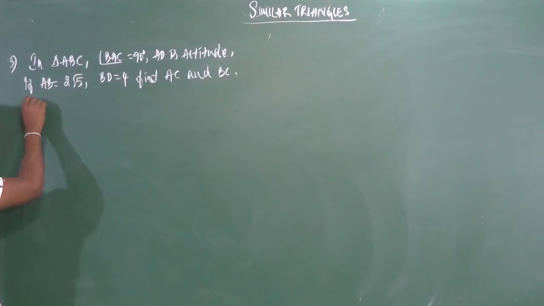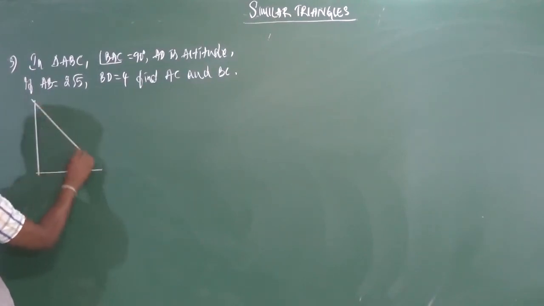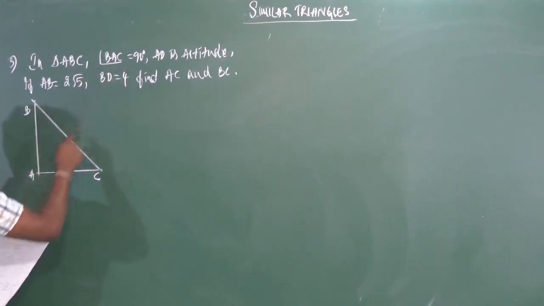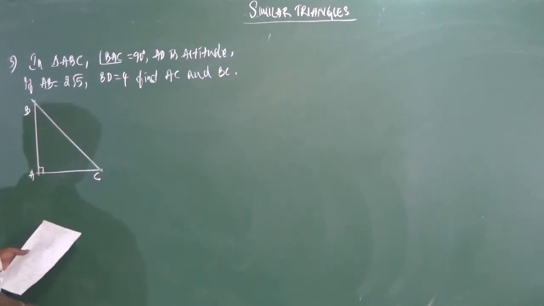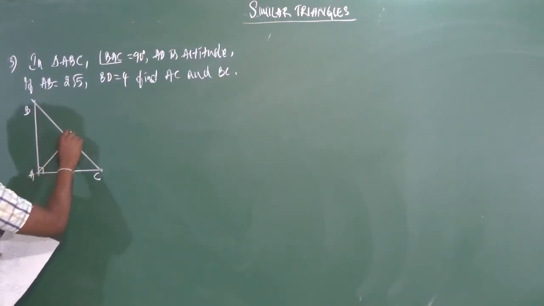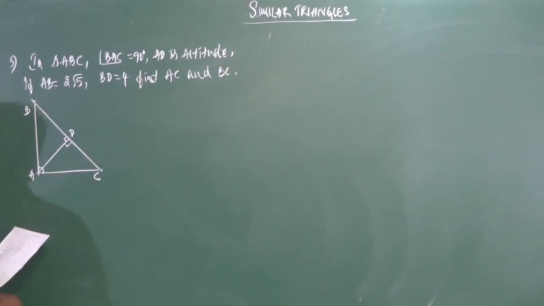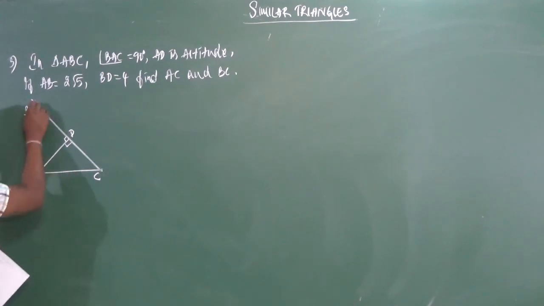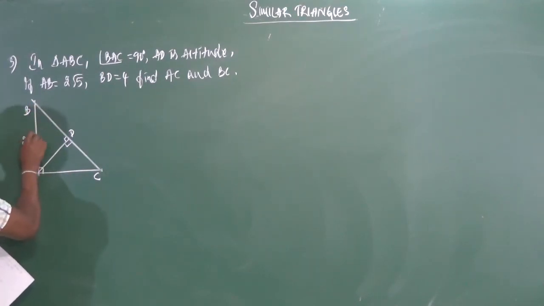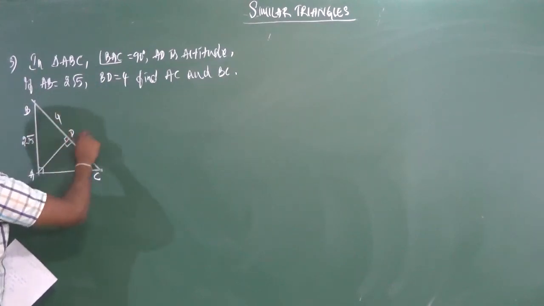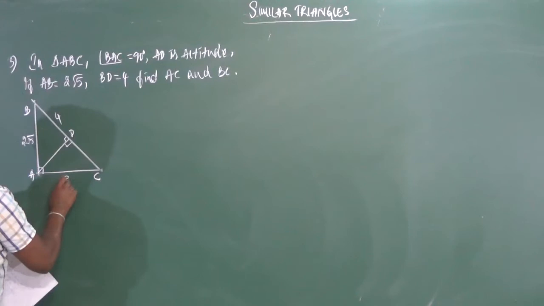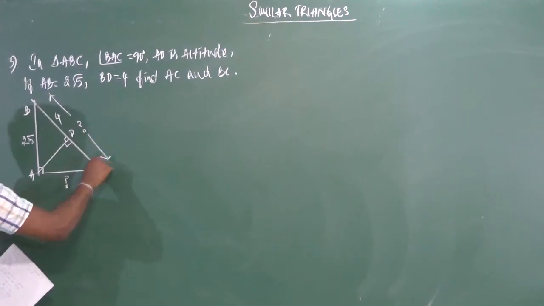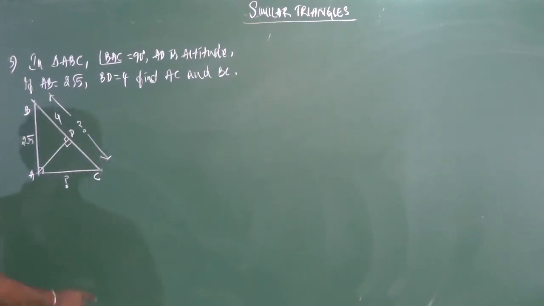This is the given diagram. In triangle ABC, angle BAC is 90 degrees. AD is the altitude, so here it is 90 degrees. We'll put the values on the diagram. AB is 2 root 5 and BD is 4. You have to find AC, and you have to find BC, that is the total length of this.